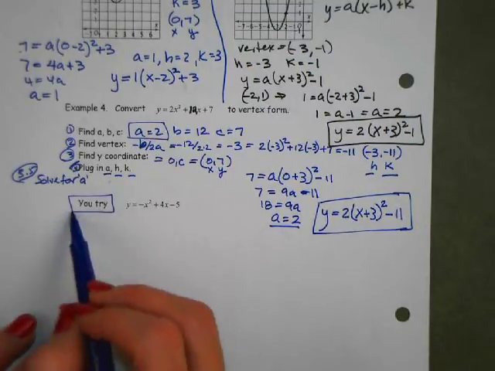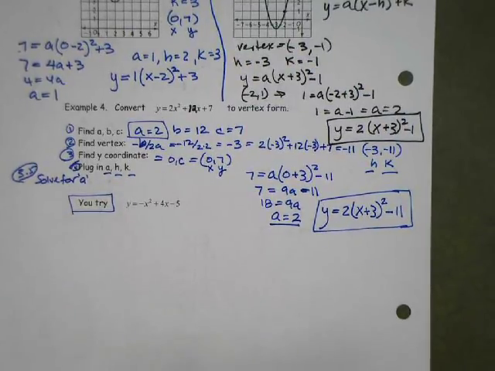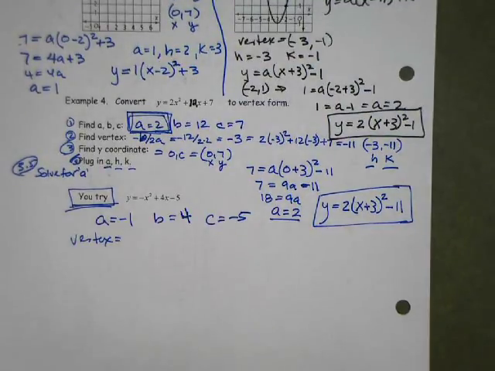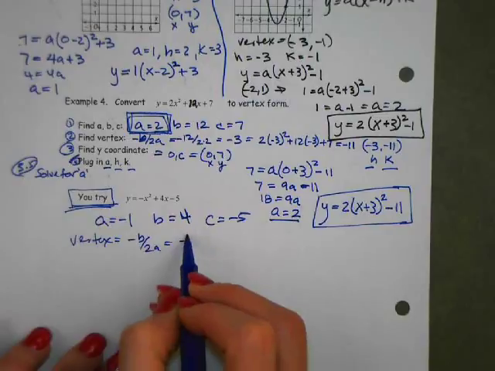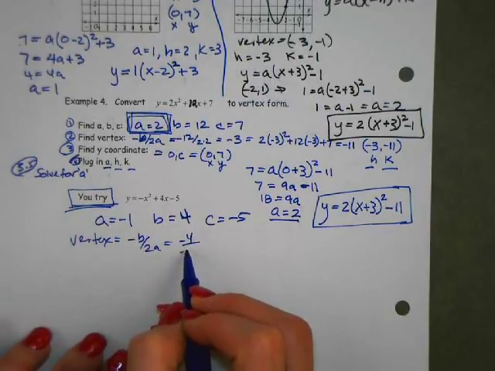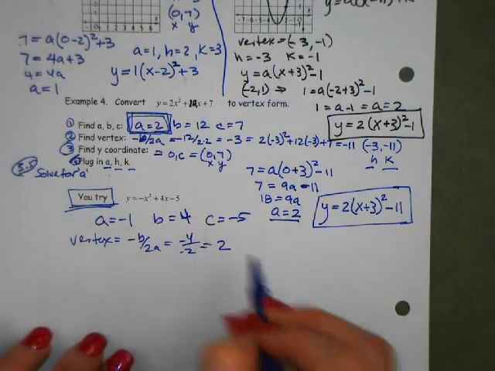Okay, so you guys try it without solving for a. Negative 1. Yep, a is just, that's a. What did I get for the vertex? Did you guys get anything? So negative b over 2a is going to be negative 4 over negative 2, which is positive 2.